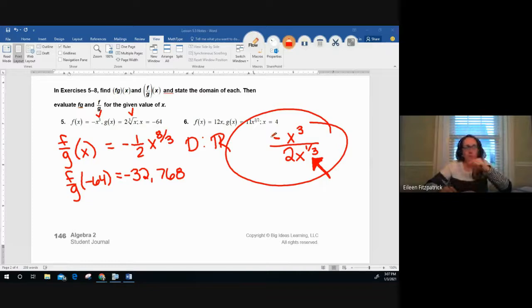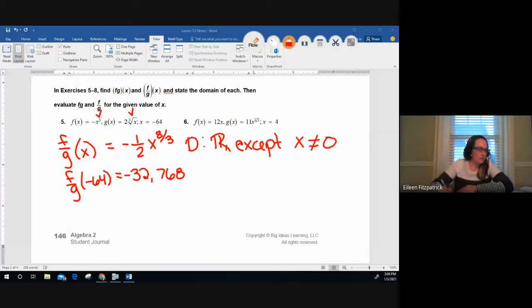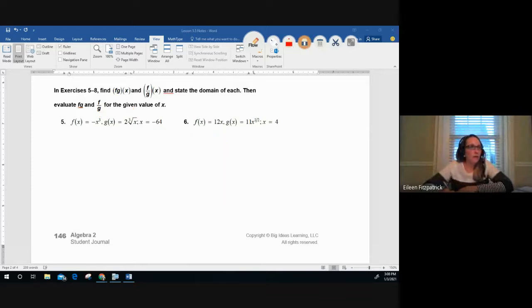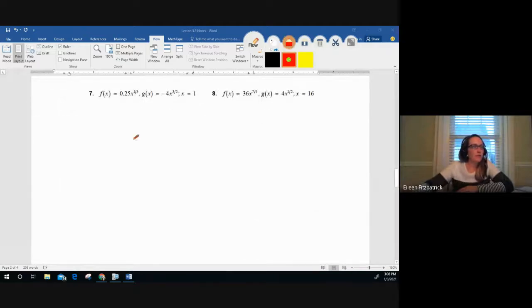And I'll do this again in the next problem since I messed this part up for a second. But x cannot equal 0. So it's all real numbers except x cannot equal 0. Because if x is equal to 0, the denominator will be equal to 0. So all real numbers except x cannot equal 0. Okay? All right, so I'll re-explain that again in the next problem as well. Let's go down to problem 7. One more time to practice this.